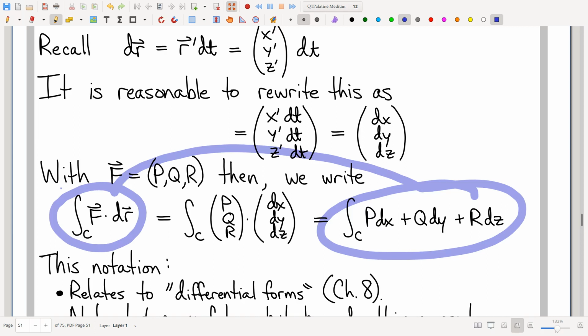Now, why would you want to do such a thing? At a casual glance, it's hard to make the case. We kind of like this notation over here. It's compact. It's physically relatable. The vector field is a natural physical thing. dr represents displacement. That's a natural geometric thing. Everything on the left kind of makes sense physically.